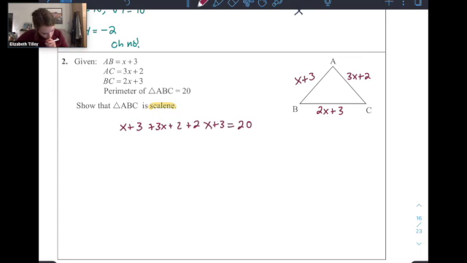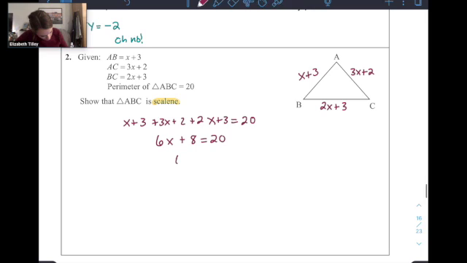And let's see here. We have 6x plus 8 equals 20. That gives me 6x equals 12, so x is 2. Alrighty, so here is your task. Now I would like you to use this. We know x is 2, so this has to somehow help us determine that this is indeed a scalene triangle.